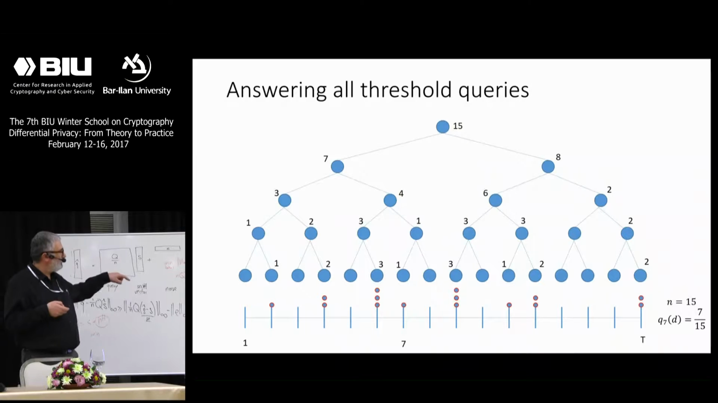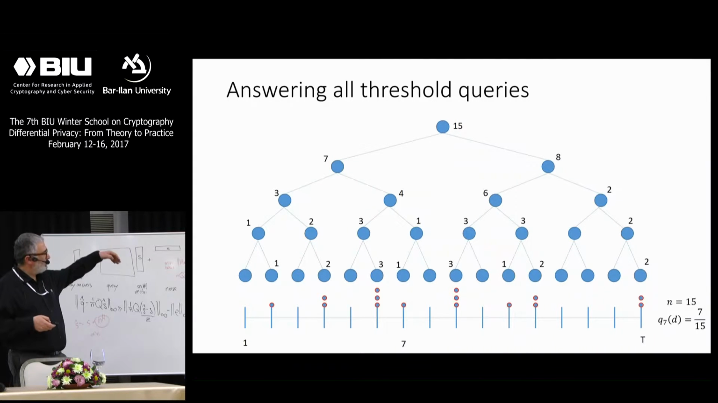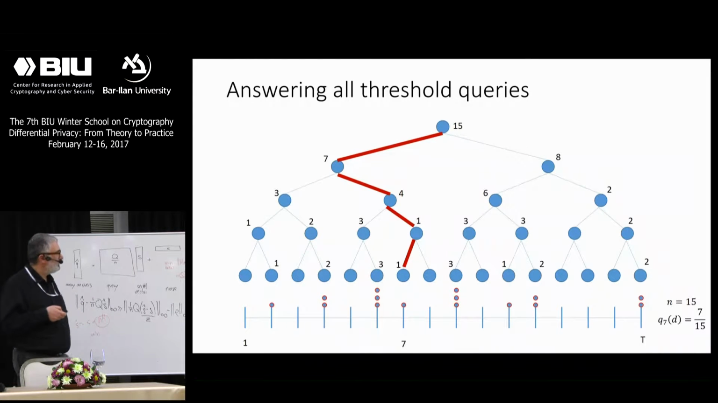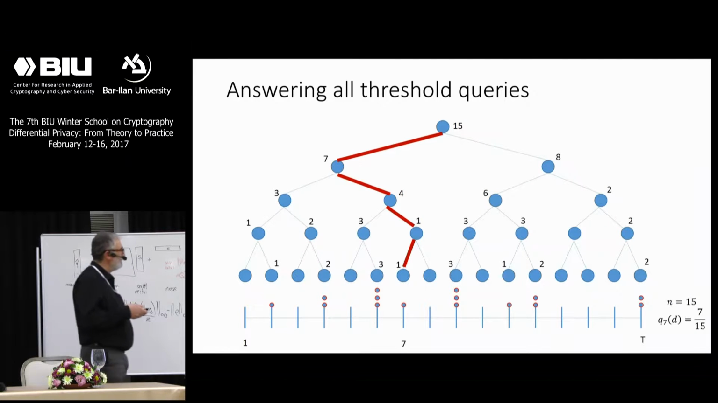In every node, I counted the number of points that are in a leaf that is a descendant of that node. So overall, you see that there are 15 points here, and so on. Now, suppose we're interested in this Q7. How many points do we see there?